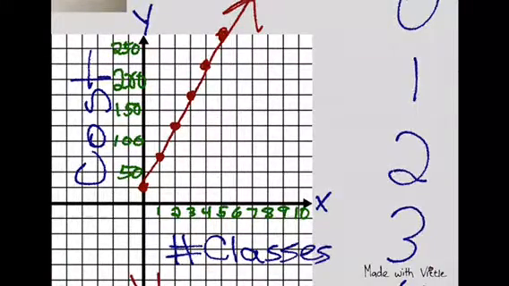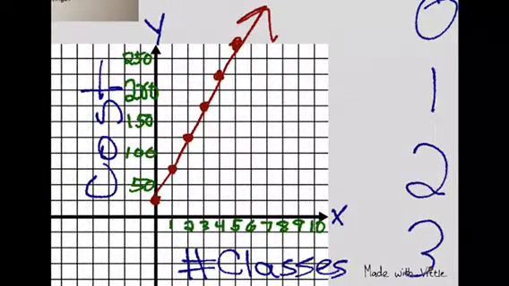I noticed that my data points made a straight line. I also noticed that the graph didn't cross the y-axis on the negative side. This is because Jason can't take less than 0 classes.